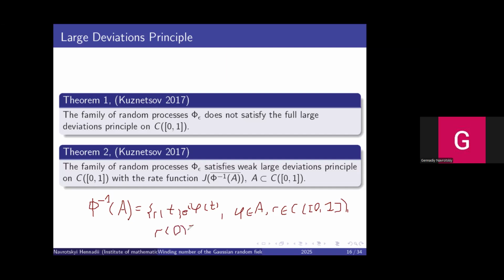Well, R of 0 is equal to 1, since we start from the point (1, 0). Then it is cool.